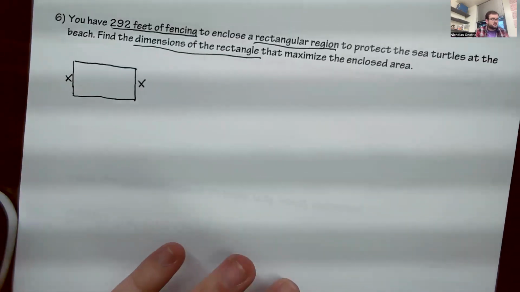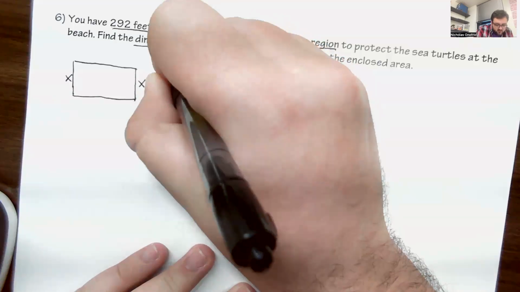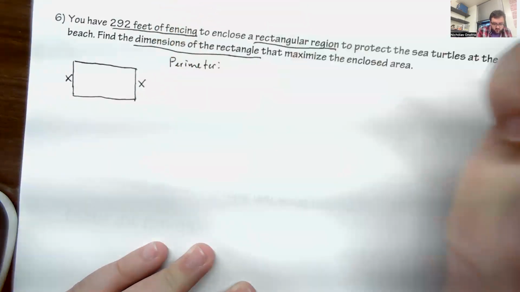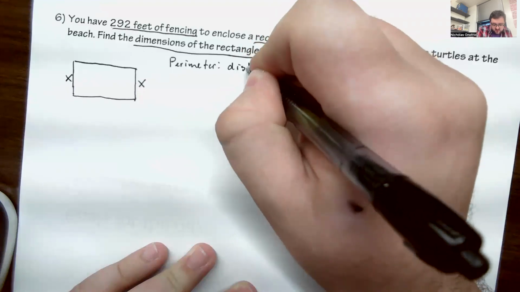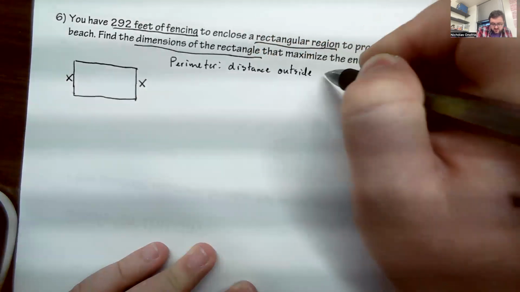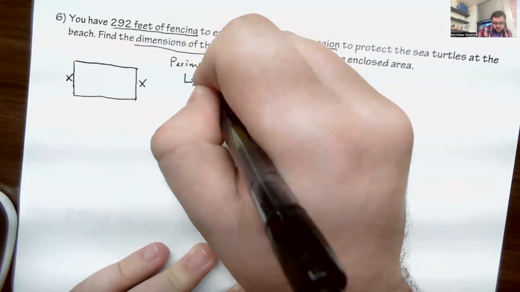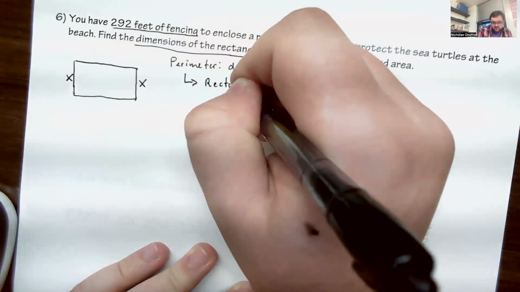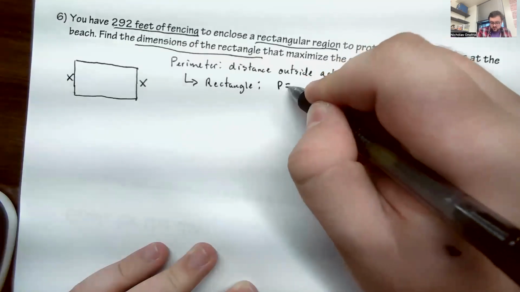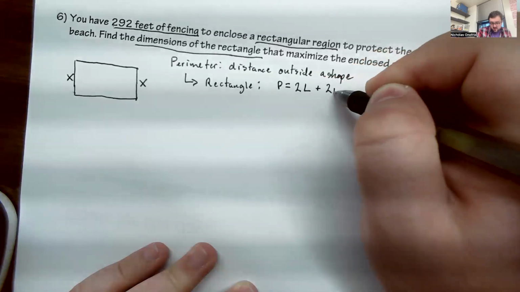So what I'm thinking is, let's look at an equation we know. Hopefully in middle school, you talked about perimeter. Perimeter is the distance outside a shape. And for a rectangle, we have an equation for it. Perimeter equals 2 length plus 2W.